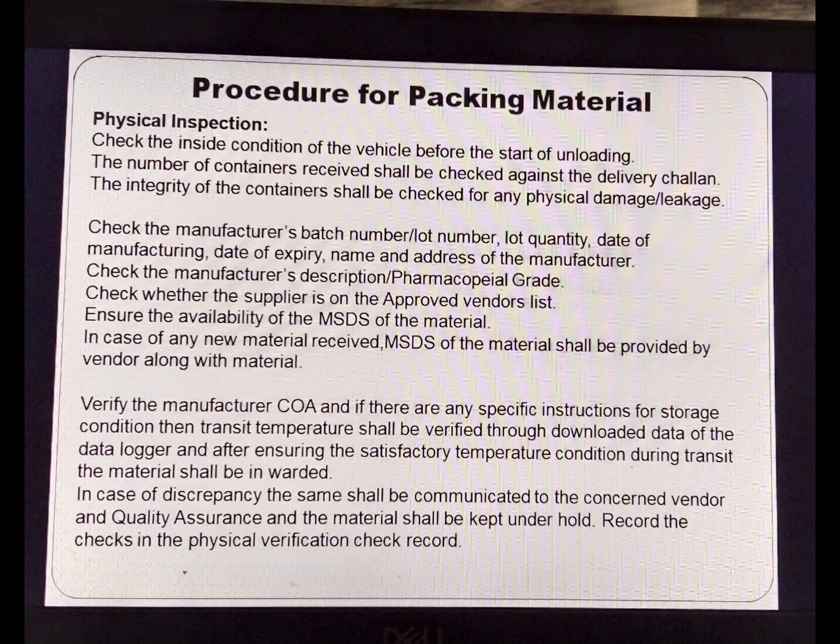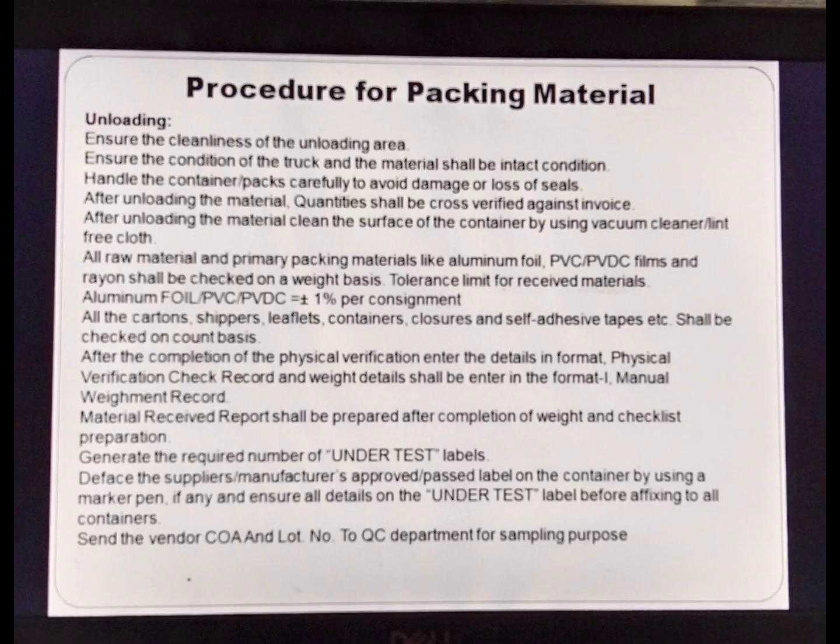Unloading. Ensure the cleanness of the unloading area. Ensure the condition of the truck and the material shall be in intact condition. Handle the container packed carefully to avoid damage or loss of seal. After unloading the material, quantities shall be cross-verified against invoice. After unloading the material, clean the surface of the container by using vacuum cleaner or with lint-free cloth.